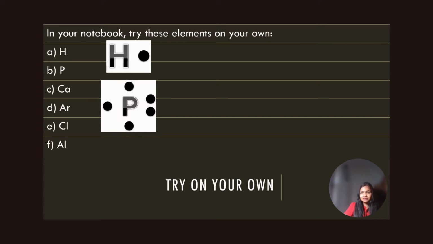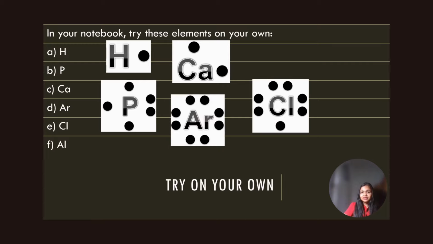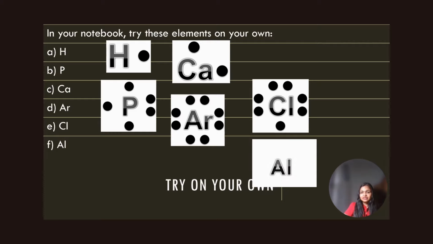Hydrogen, this is for phosphorus. Then the calcium, argon, chlorine, and that's for aluminum.